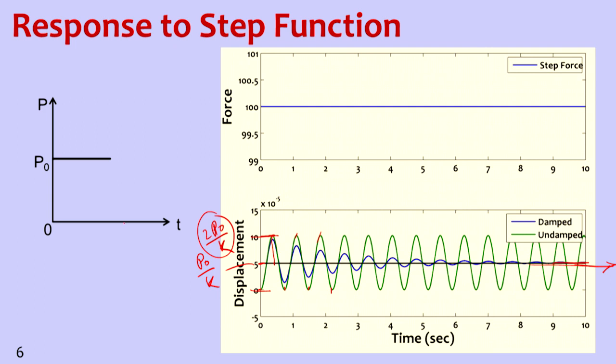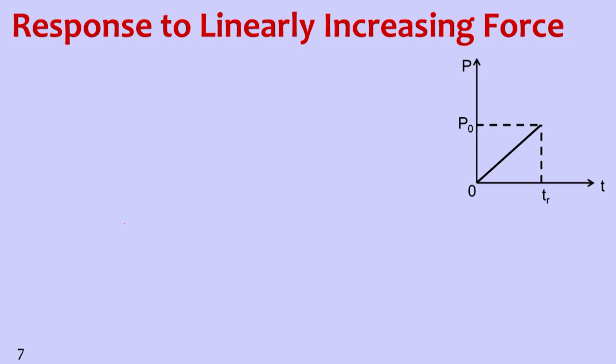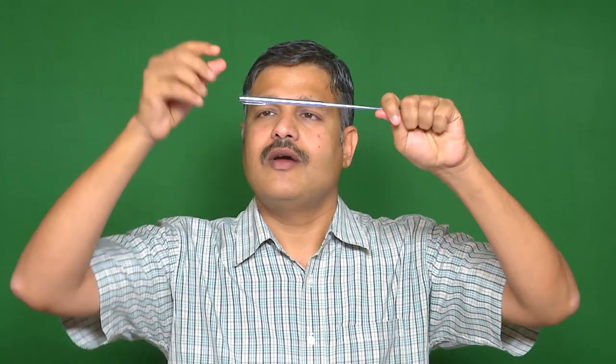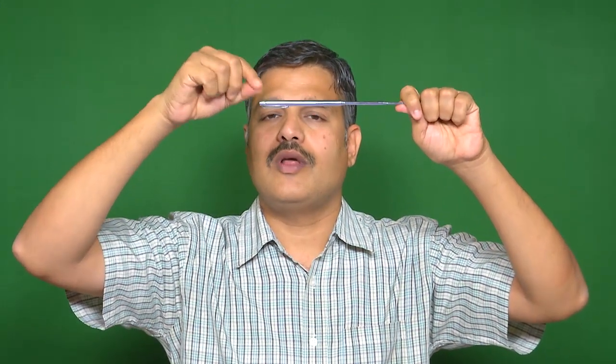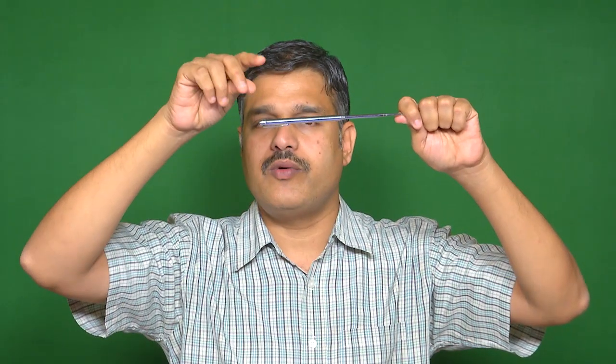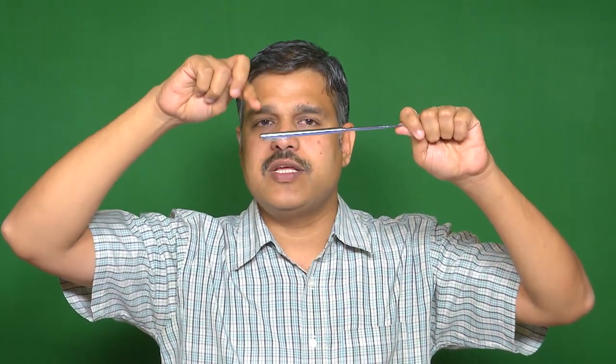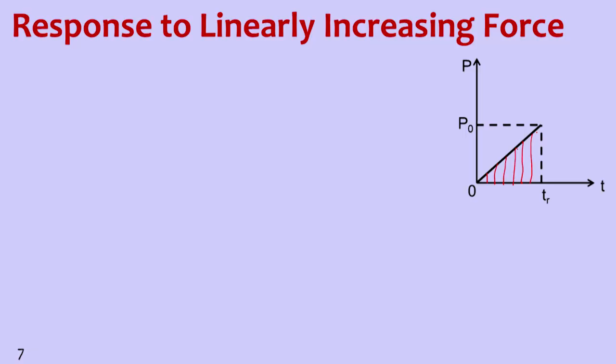Now let us consider another special case, which is linearly varying force. Here the force is not applied all of a sudden; it is being increased gradually, step by step. It is something like a member on which I put a 1 kilonewton load, then another kilonewton load, and another. So it is increasing gradually. When force is increasing gradually, how do we find the response?